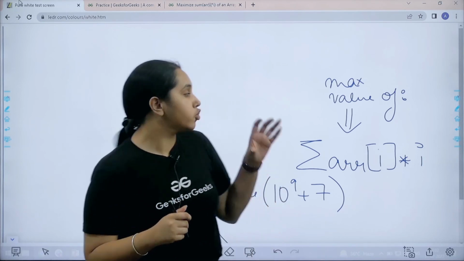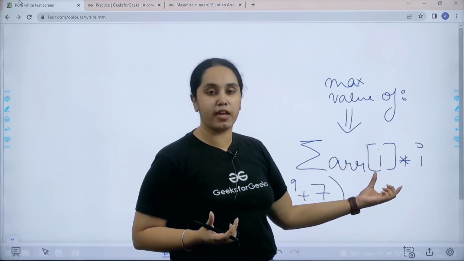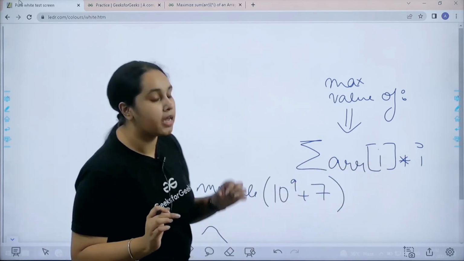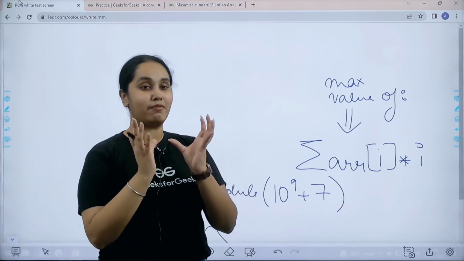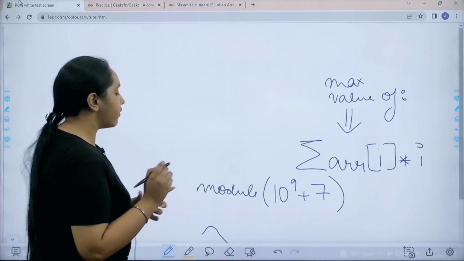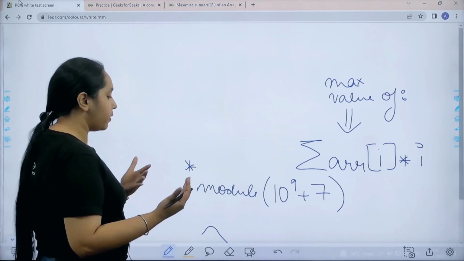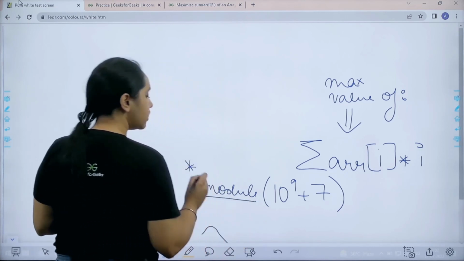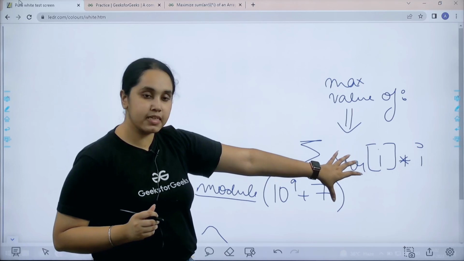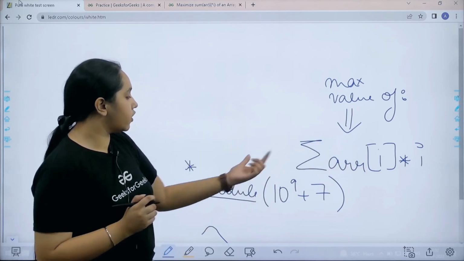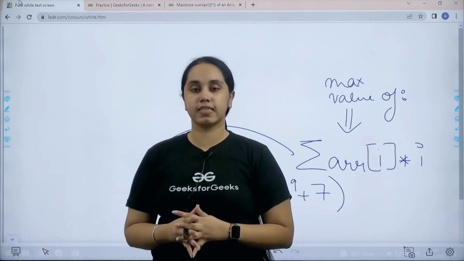So basically, we are given a formula and we need to find the maximum value of it for a given array. Because we are trying to find the maximum value, the result can be very big, right? So they have given a condition. Because they know that the result can be very big, we need to find the modulus of the result with this value. So first we need to find this, then we need to do the modulus of the result with this. Okay, I hope the question is clear to you.